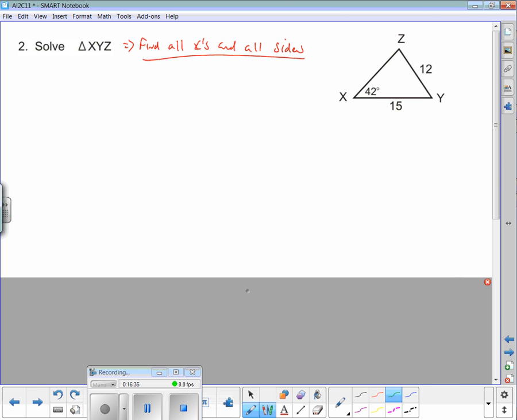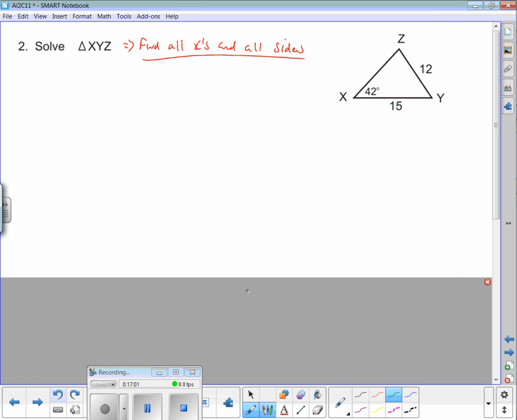First off, let me give you a warning. Some students will see 15 and 12 and say, oh, I can use the Pythagorean theorem to find this side. No, you can't. Why not? Well, remember, we're doing oblique triangles. The Pythagorean theorem is for a right triangle. We don't have a right triangle. You cannot use the Pythagorean theorem. Do not make that mistake. That would not be wise.